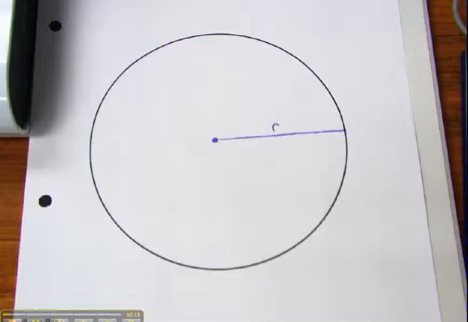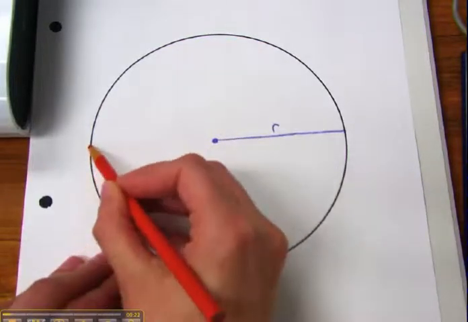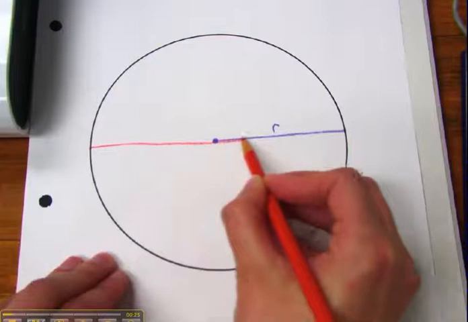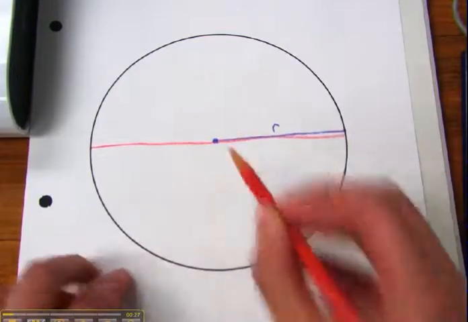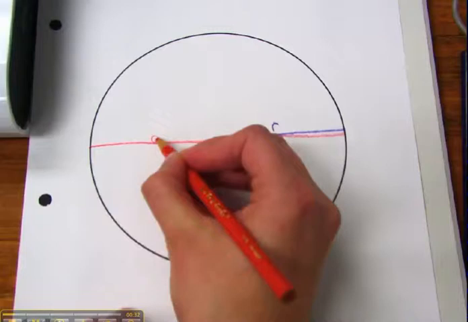The second measurement is diameter. The diameter is the distance from one side of a circle to the other that runs through the center of the circle. The diameter always has to run through the center of the circle. I'm going to label that D.